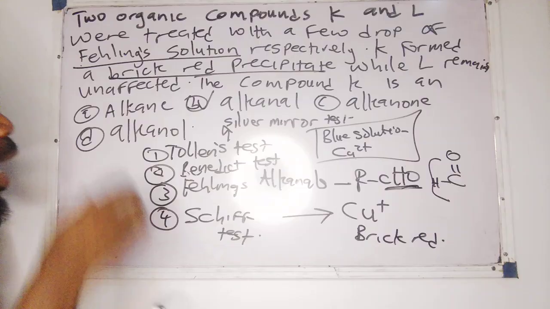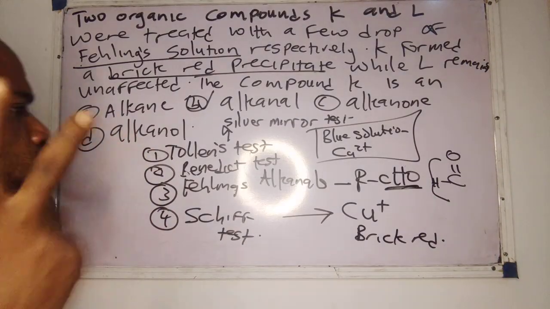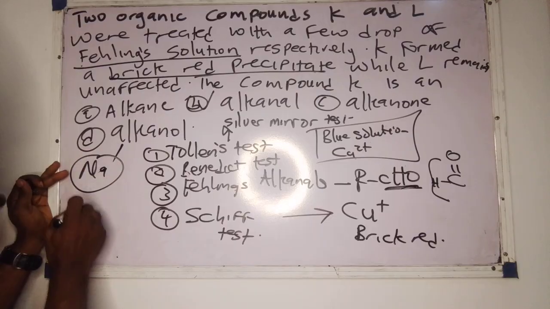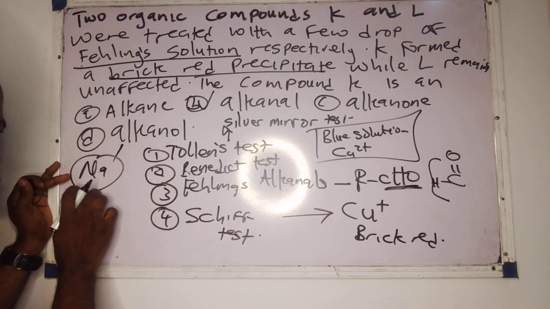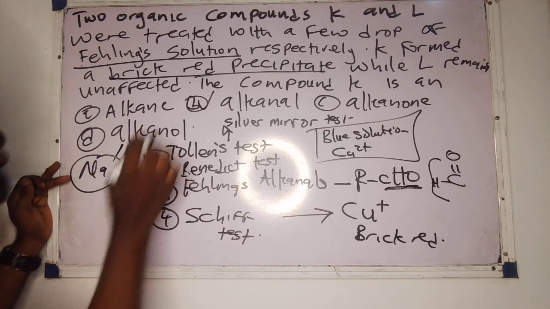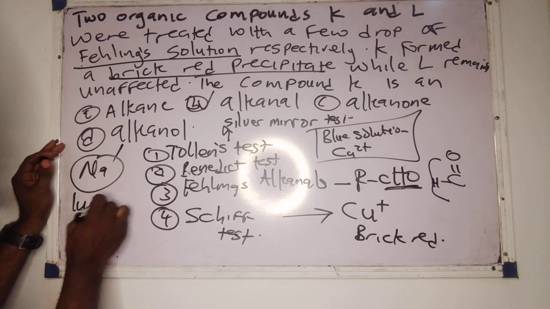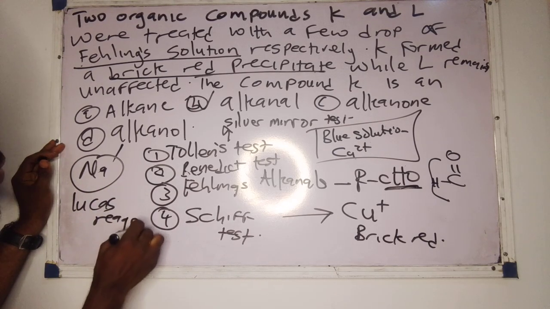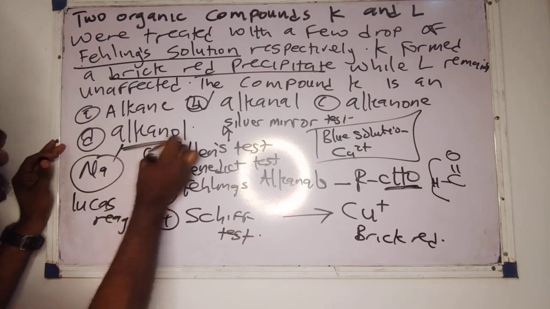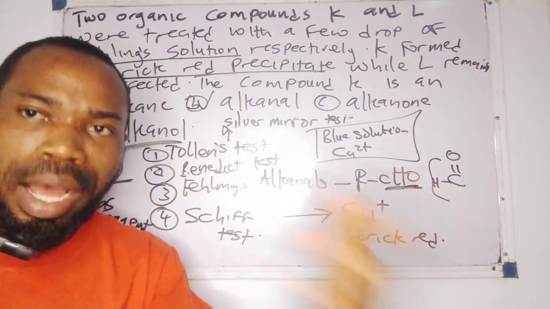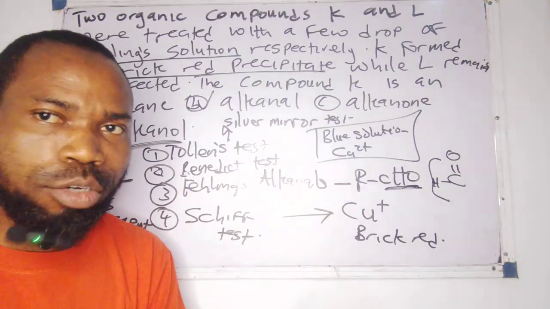Good. Let's go to option D. How can I test for alkanols? Two things can be used to test for alkanols. Either I use sodium metal, or I use this other test known as Lucas reagent. So Lucas reagent can be used to test for alkanols. I can also use sodium to test.